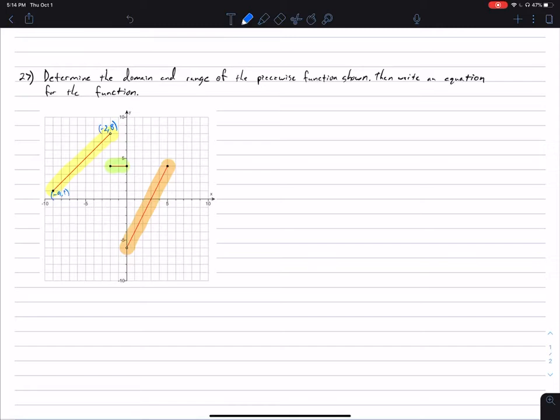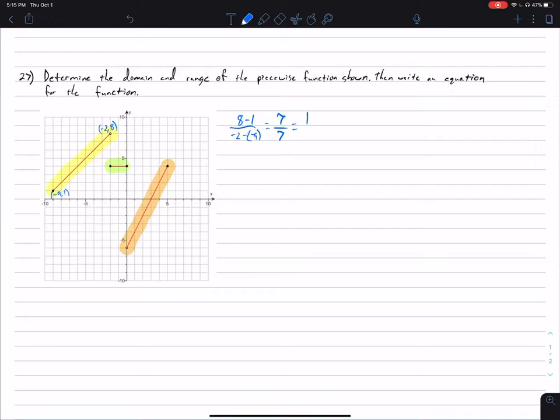So same idea. I need to find the slope of this line. I need to figure out what the intercepts would be. I can count them, but again, I'm going to write it out. We'll have 8 minus 1 over negative 2 minus negative 9. So 8 minus 1 is going to give us 7. And then negative 2 plus 9 would be 7, which is going to be 1.